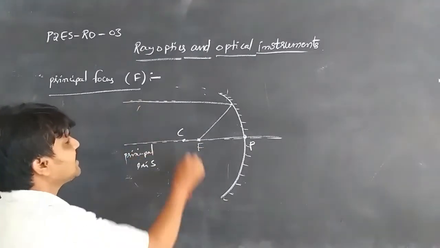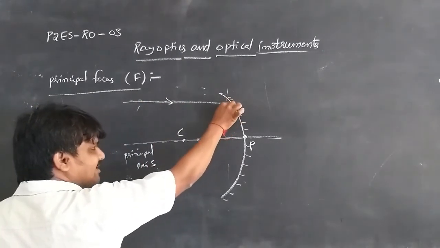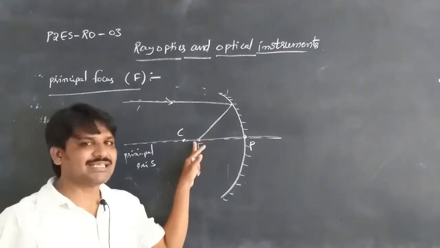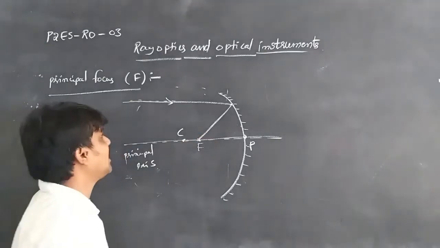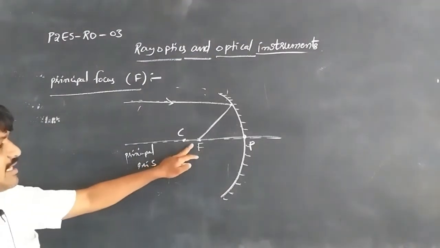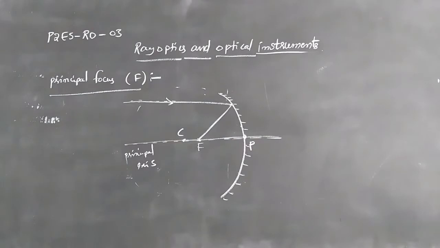Whenever a beam of light is moving in this direction and is incident on the mirror and reflected, and it meets at a point, or appears to meet at a point, that point is called the principal focus. It is the point on the principal axis at which the beam of light, after reflection, either actually meets or appears to meet.